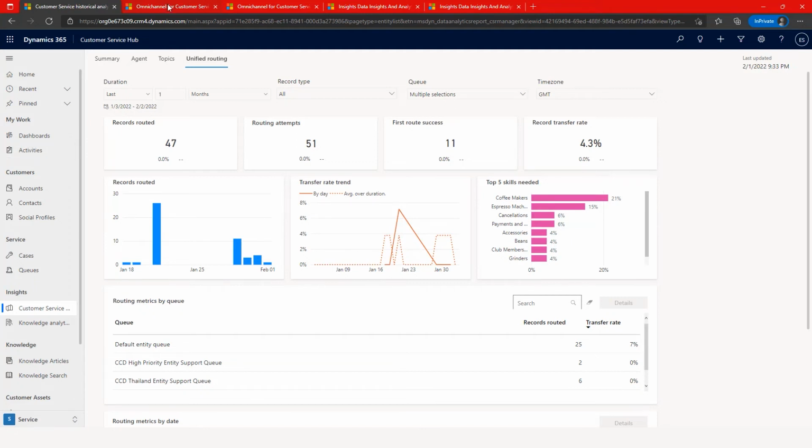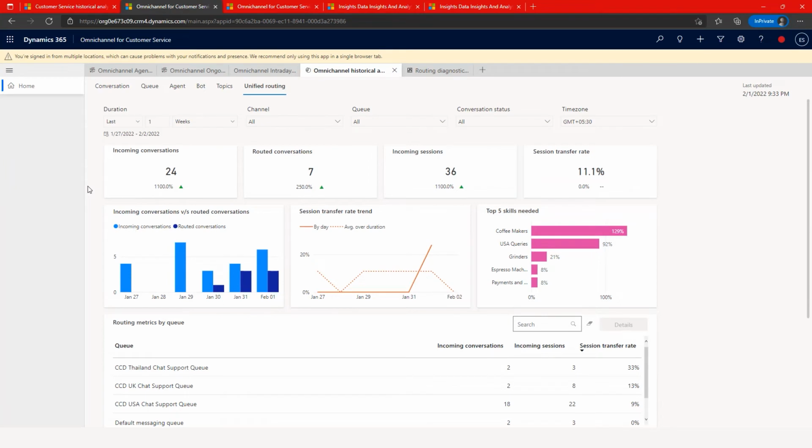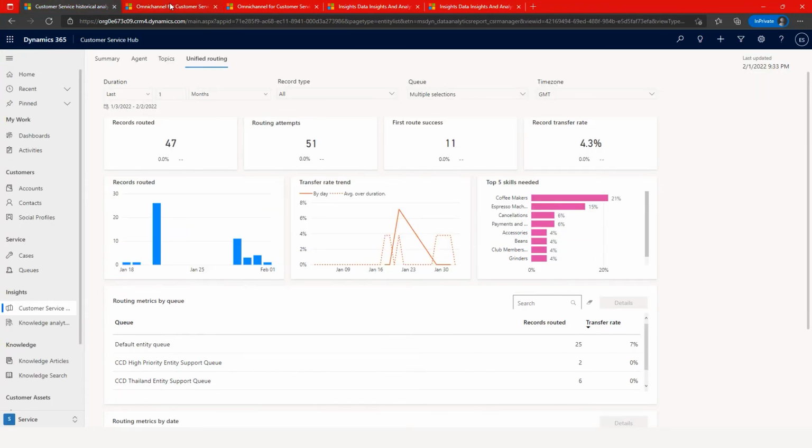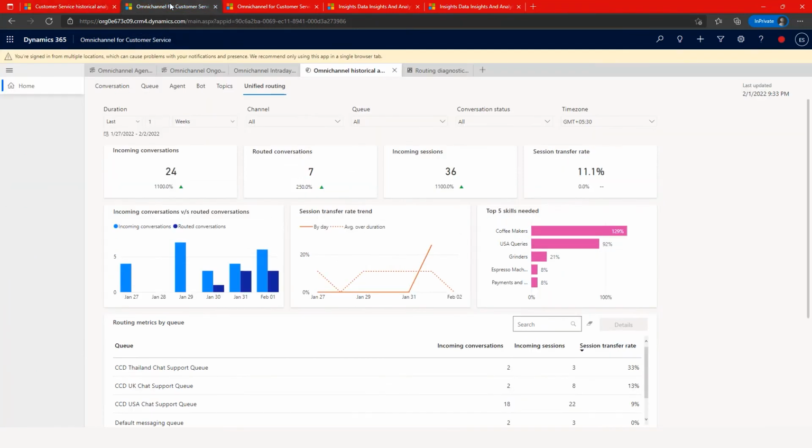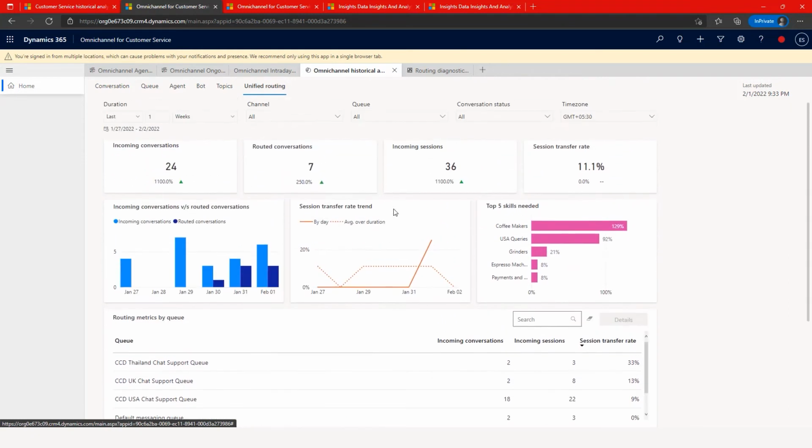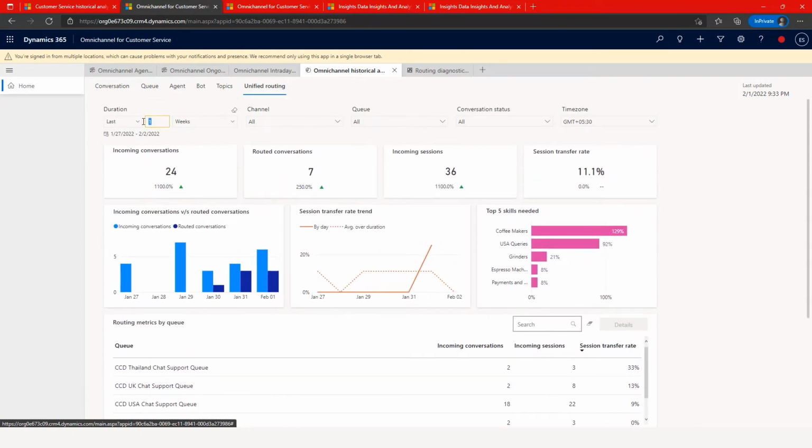When you look at the Omni-channel report, where we are covering the conversations, this report can be accessed in Omni-channel for customer service. You need to go to this plus icon, and here you'll find Omni-channel historical analytics. Under that, there is the same tab you may have seen in the other report, which we hosted in customer service historical analytics. Here also there are multiple things going on, and I have set this up for 1 week. If I set it up for 1 month, I'll probably get more data.